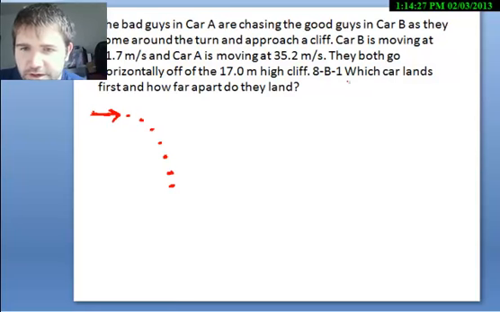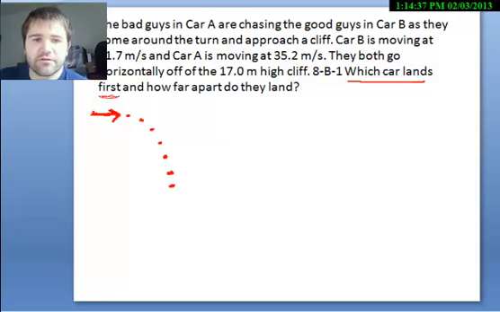So first of all, we can answer the first part of this question, which car lands first, without doing any calculations whatsoever, because we know that they leave the cliff at the same time, and we know that horizontal motion does not affect vertical motion. So if these both have zero initial velocity in the y direction, they're going to hit the water at the same time, just at different distances. So neither car lands first.